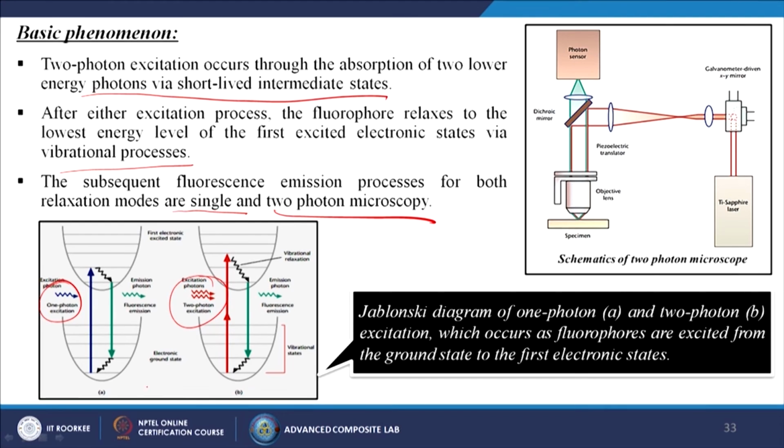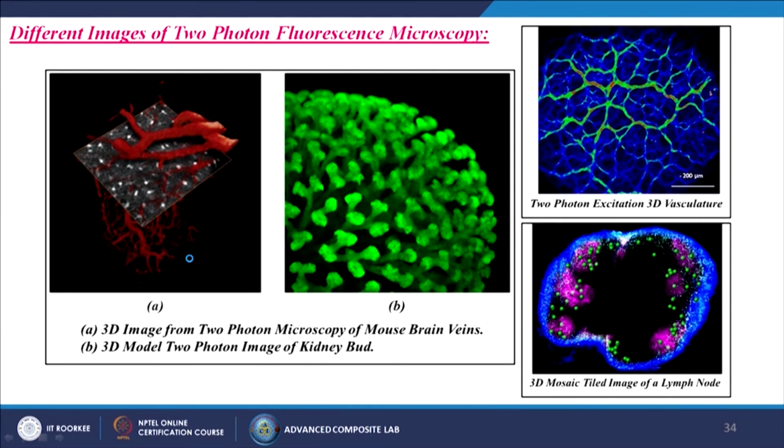So, you can see that this one is our electronic ground state. So, it is going to the first electronic excited state. So, these all are examples of two-photon fluorescence microscopy. First is the 3D image from two-photon microscopy of mouse brain veins. Next, B is the 3D two-photon image of a kidney bud. This is the two-photon excitation 3D vasculature, and this is the 3D mosaic tiled image of a lymph node.